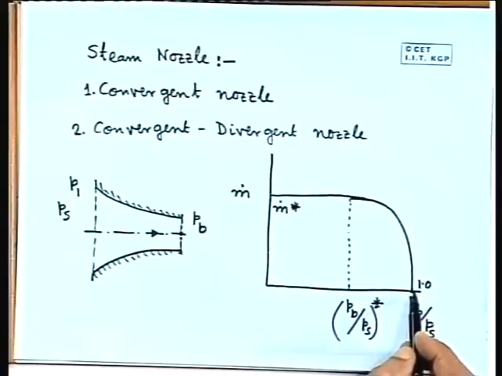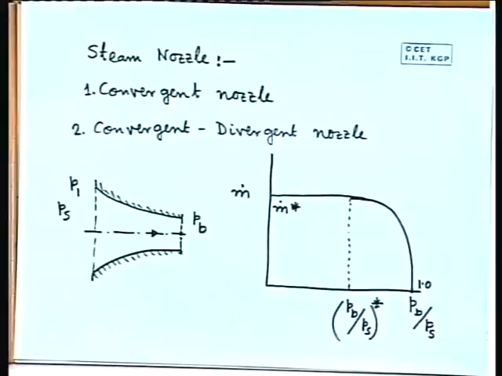Now, when this non-dimensionalized back pressure value is 1, or the back pressure is equal to the stagnation pressure, then there is no flow through the nozzle, because at the inlet of the nozzle you have a pressure equal to PS, and at the outlet of the nozzle you have the same pressure equal to PS. So, that is why there is no flow through the nozzle.